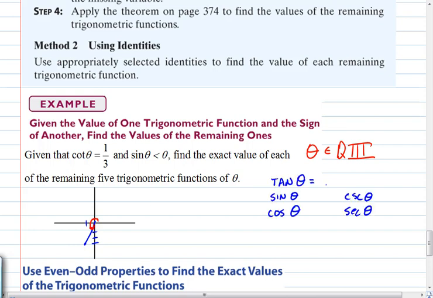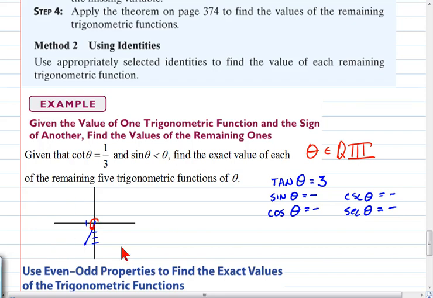Is tangent going to be positive or negative? And before I do anything, do I know what tangent is? If I know cotangent, do I know tangent? It's the reciprocal. Is sine going to be positive or negative? Cosine, positive or negative? Cosecant and secant. Notice I take care of the signs of the trig functions first, the positives and negatives, and I know that because this is quadrant 3. Only tangent and cotangent. All students take calculus. Tangent and cotangent are positive.